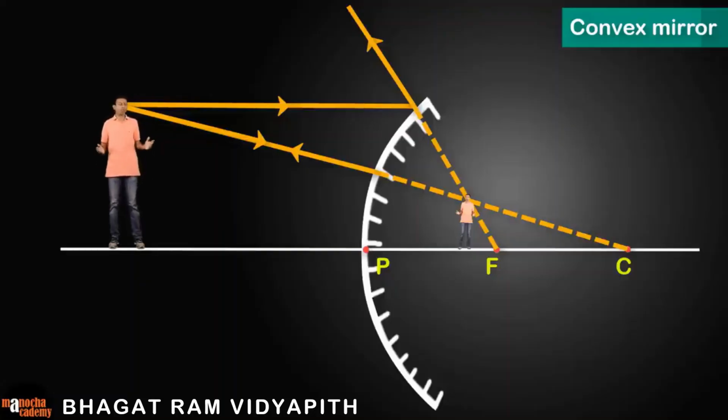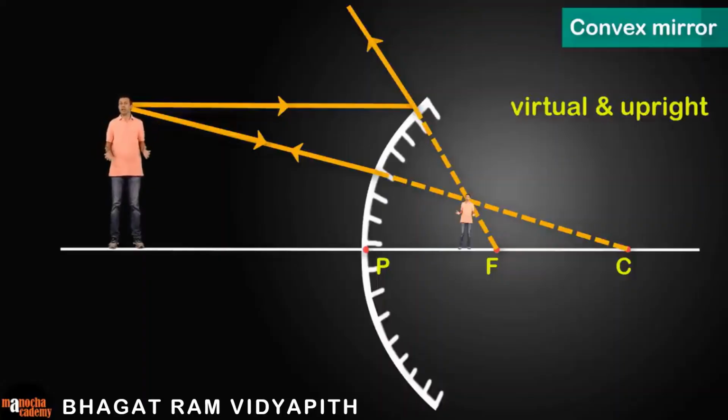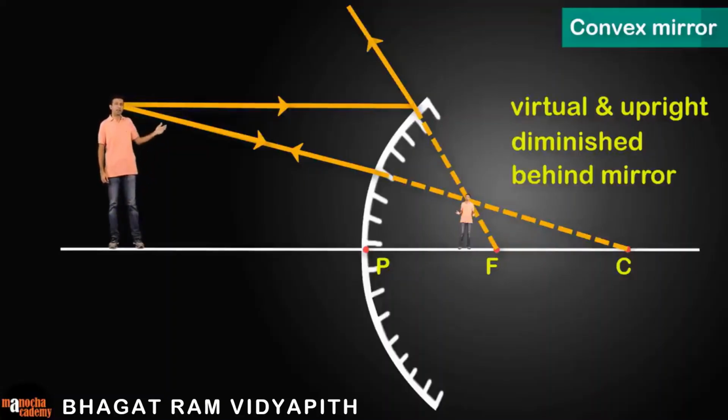What are the properties of the image formed here? The image is virtual and upright. It's virtual because it's formed by the reflected rays extended backwards. The image is diminished and as you can see, it's formed behind the mirror.